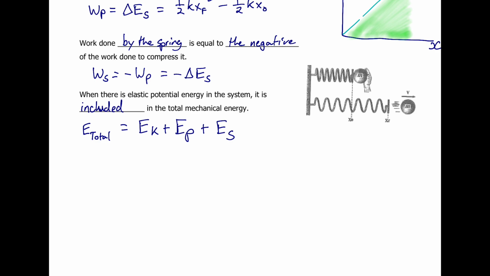So if it's up high, it has potential energy. If it's moving fast, it has kinetic energy. And if the spring has changed its X, then the spring has energy too. We add all of those effects together to be able to solve problems.